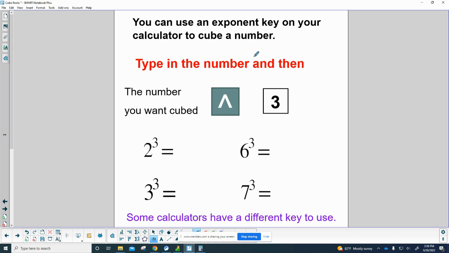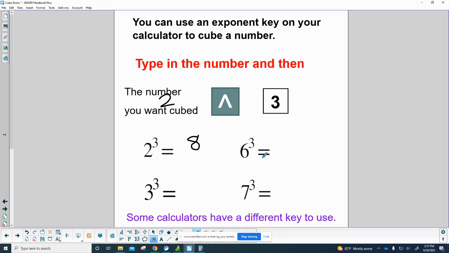Now, what if I want to find the cube root, or start with a number and go back? Well, before we do that, let's just cube a couple more numbers. On our calculators, you have to type in the number you want cubed, for example, 2. If I put in a 2, then hit the up arrow key and then the 3, it will cube that number.